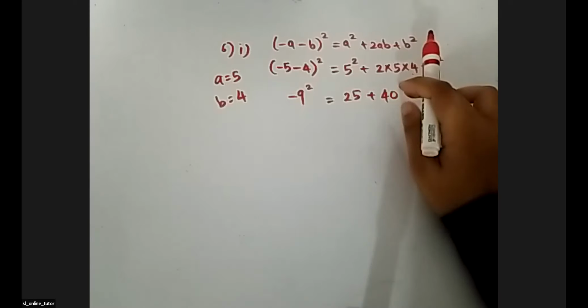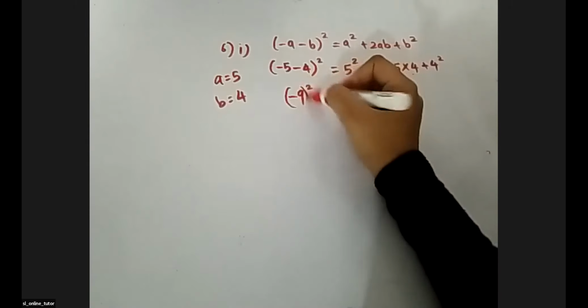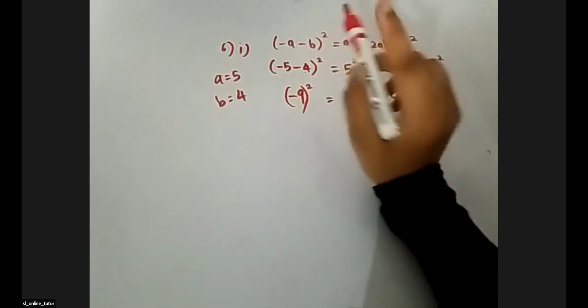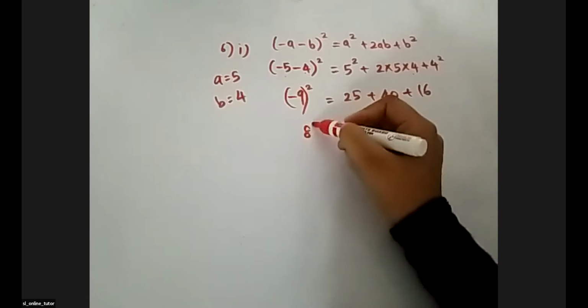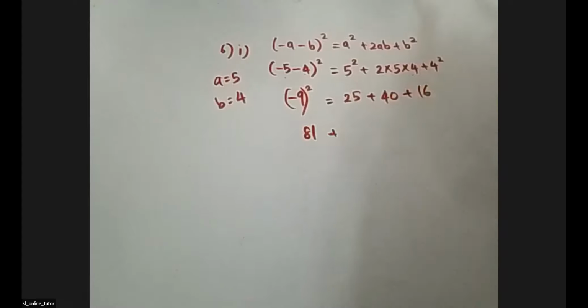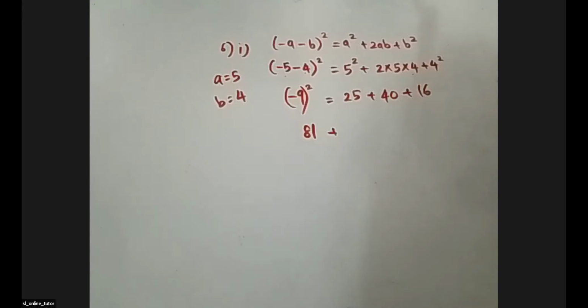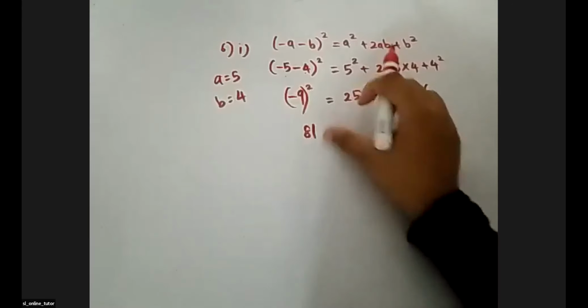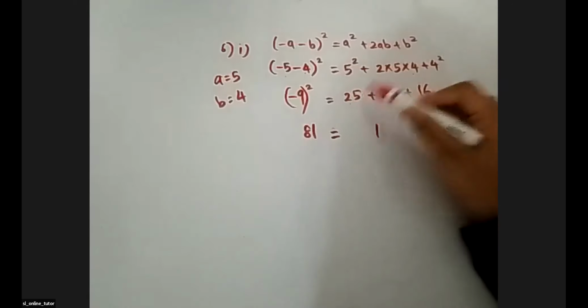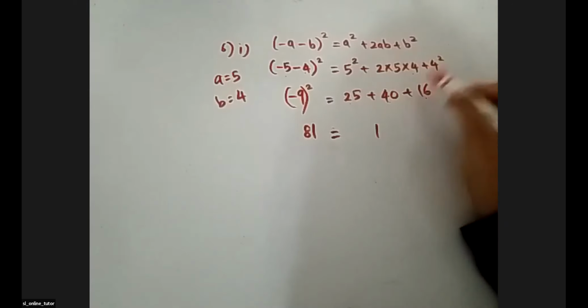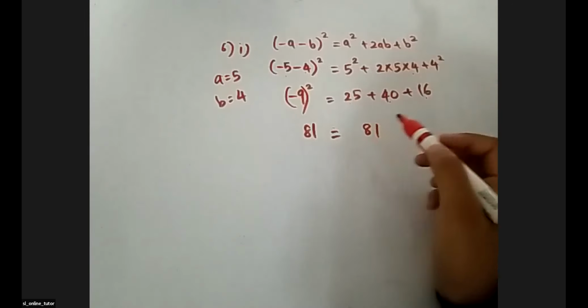Plus 9 squared, no? No, minus 9 squared. Minus 5 and minus 4 is minus 9. Okay, and here 16. So here you get 81. Here how much do you get? 81. Yeah, you get 40, 50, 60, 70, 75, 80, 81. It's correct.